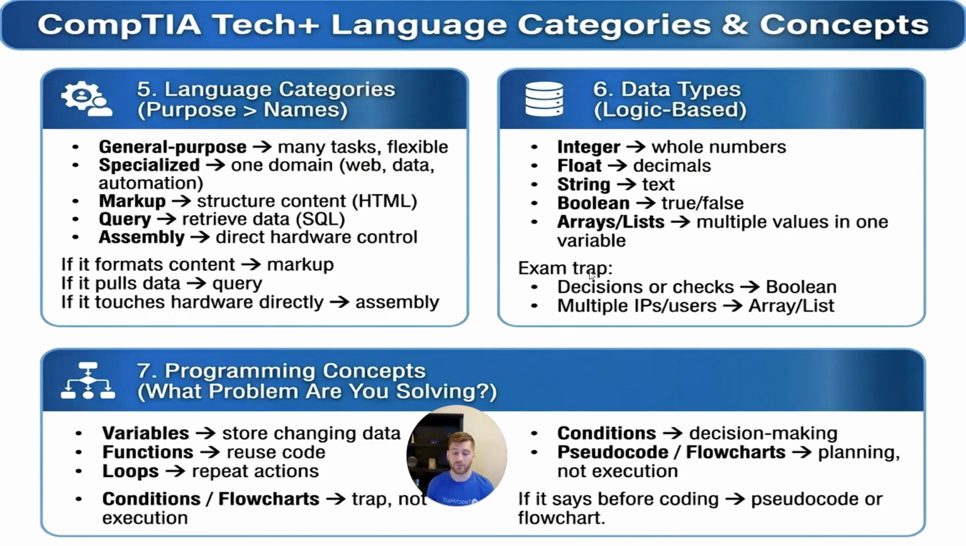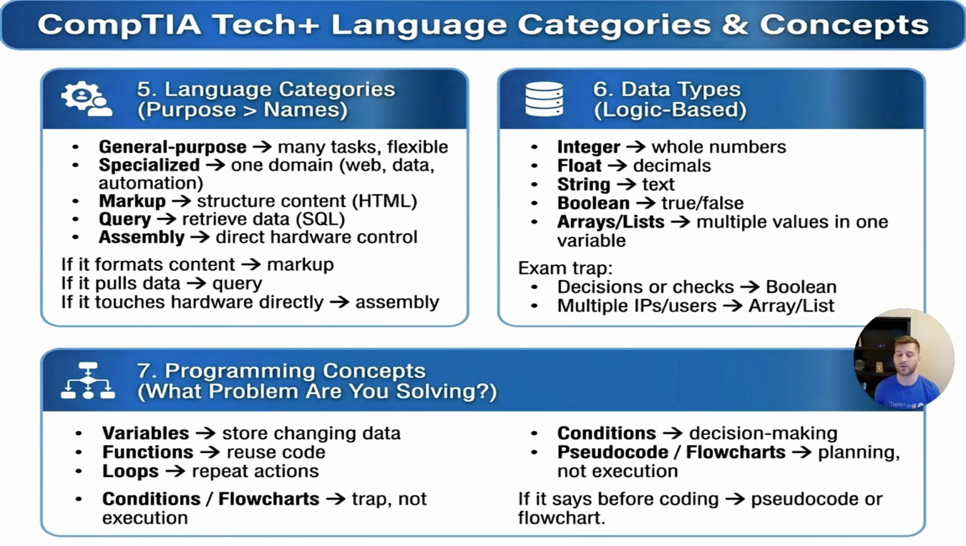An exam trap to watch out for is decisions or checks. These are usually Booleans. Multiple IPs or users or multiple different types of data, that's usually going to be an array or a list. For example, if you see something that's talking about multiple different types of IP addresses or multiple different types of websites or multiple different types of source points or multiple different types of machines running on a network, that would usually refer to something like an array or list. Just keep in mind, array or list, these have multiple values. These usually have a lot of information behind them.